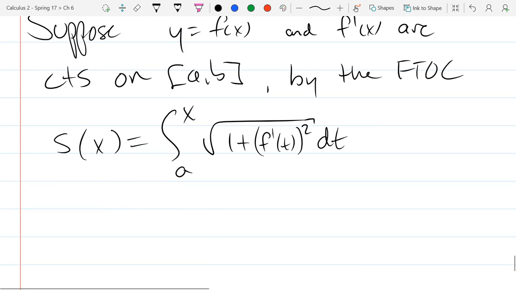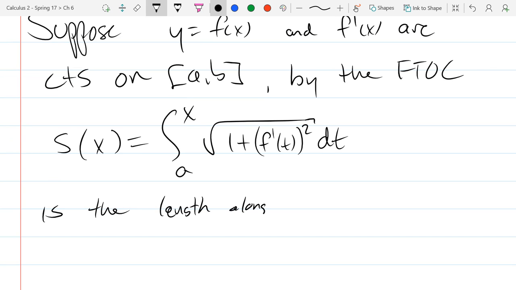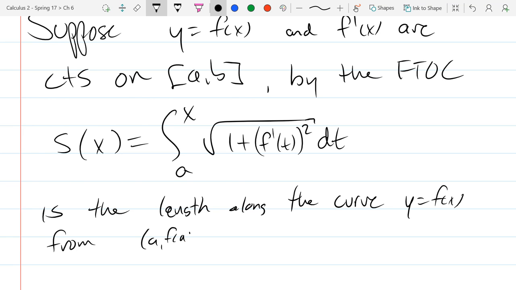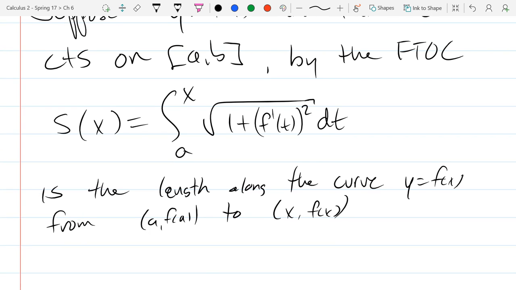So this is the length along the curve y equals f of x, from, if we look at it as a point, a comma f of a to x comma f of x. So you get to stop at whatever x value you want.